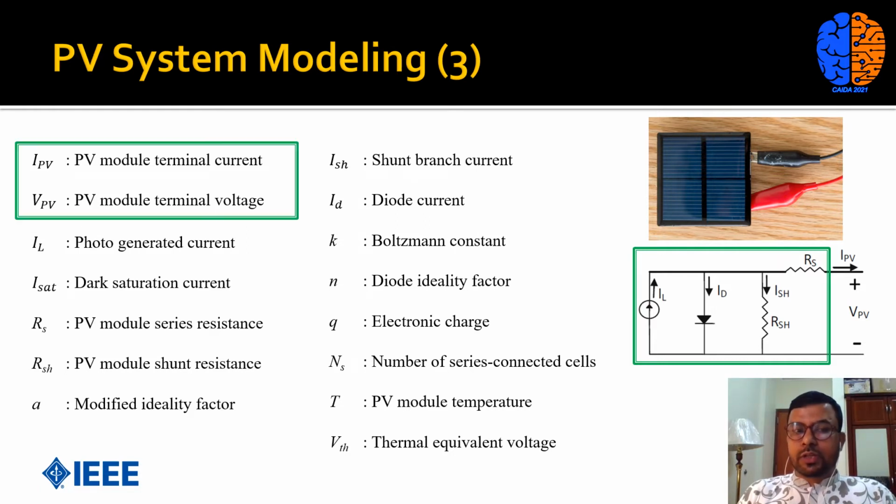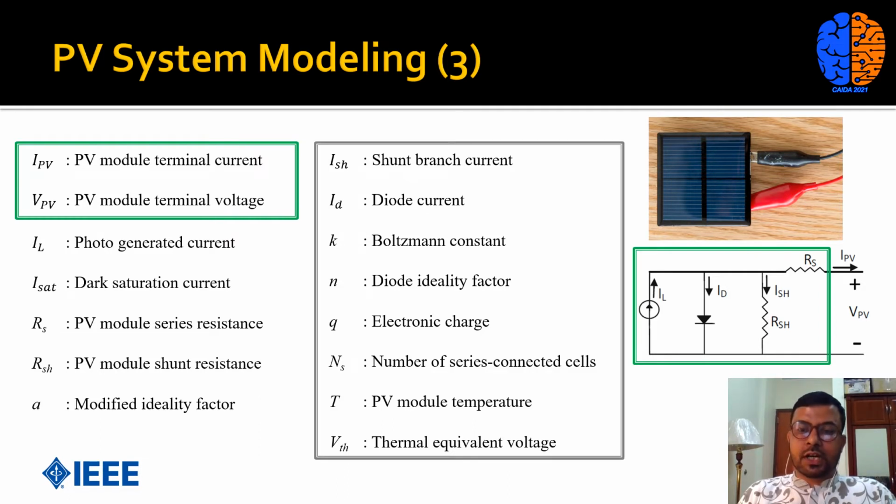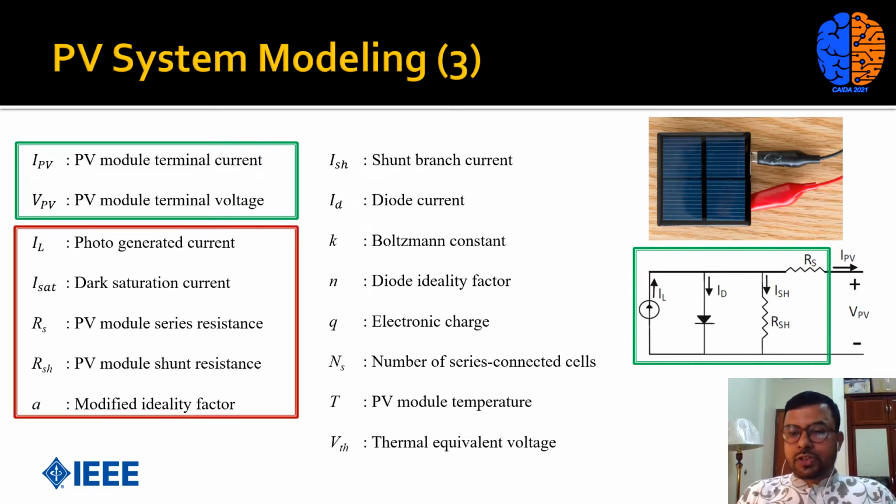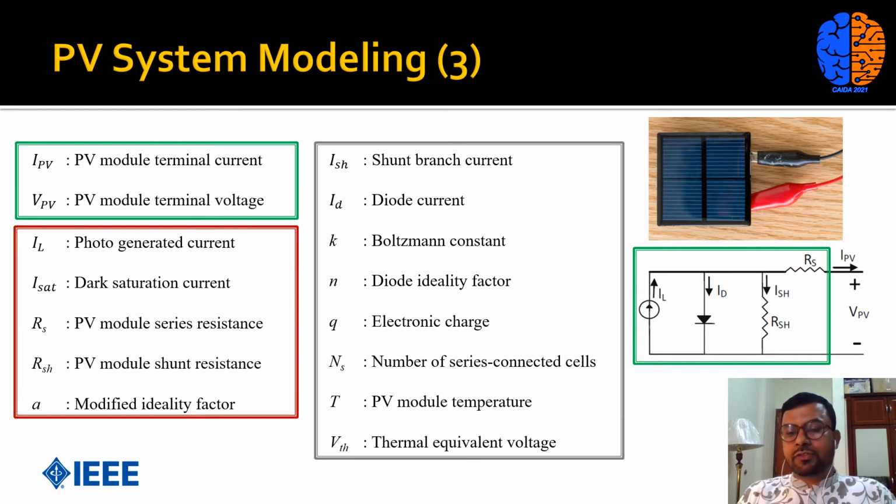Amongst the mentioned parameters, the VPV and IPV are the outputs of the PV panels, and the parameters of this box are either constant or can be calculated using a formula. However, the parameters of this red box are the 5 parameters that need to be estimated to efficiently calculate the output power of a PV system at different ambient conditions.